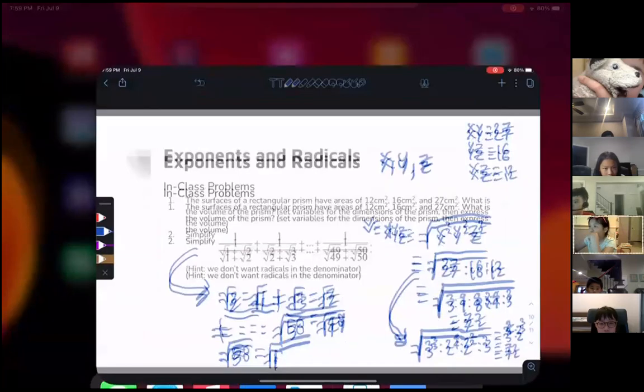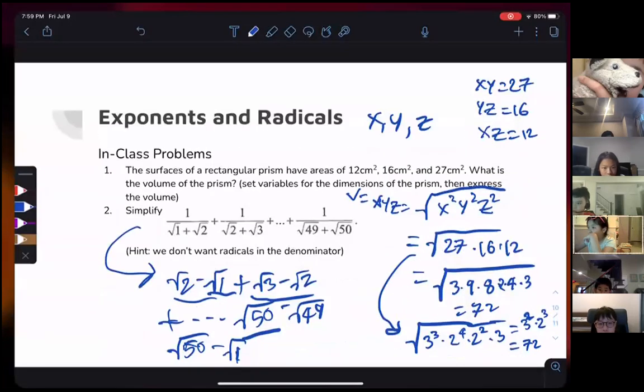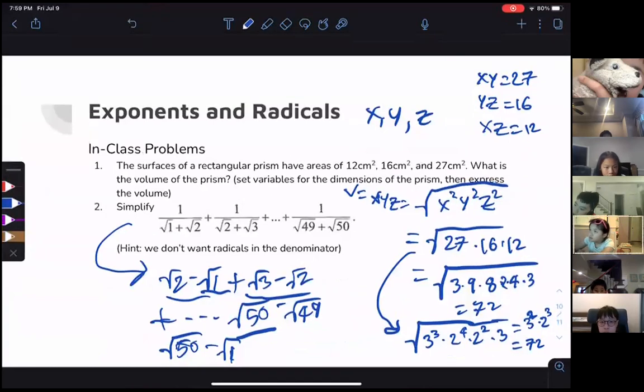So when everything like that just cancels out, that's called telescoping. There are other sums that do that as well. Just keep that in mind. Don't be scared by this. So it's just 5 root 2 minus 1 if you simplify it. So those are the answers for these two problems.